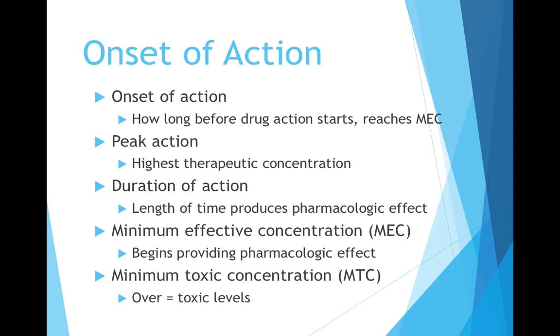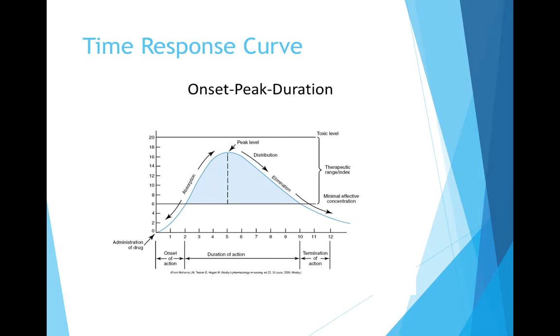We also use a measure called MTC, which is the minimum toxic concentration, and if we go over that MTC, then we can be at toxic levels of a drug. And this is referred to in something called a time response curve, the onset, peak, and duration of action curve. And you can see how this is measured.